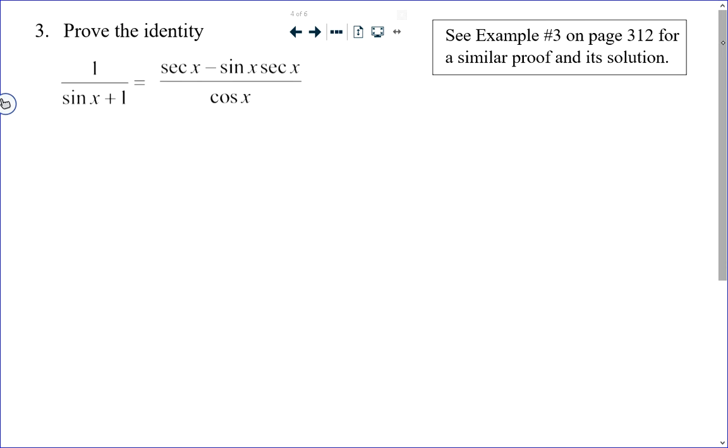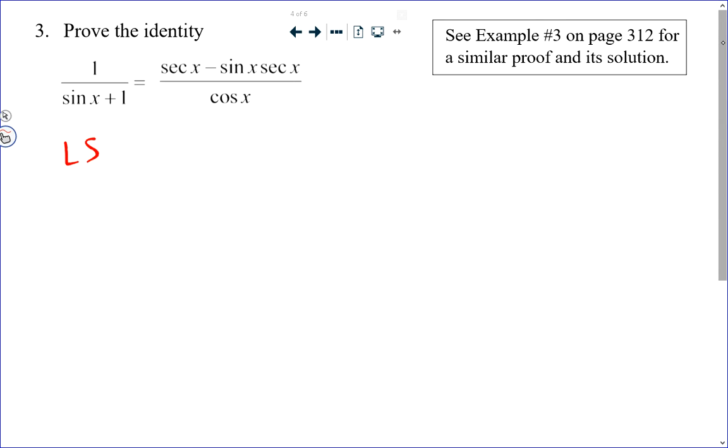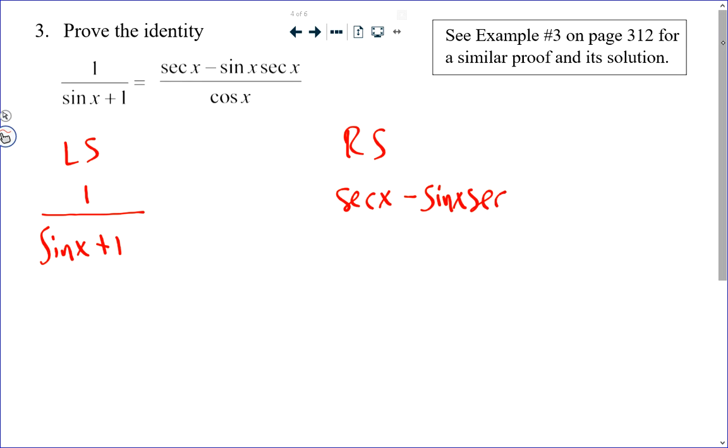All right, let's take a look at example 3. Example 3 is probably the sneakiest of them. On the left-hand side, we have 1 divided by sine of x plus 1. And on the right-hand side, we have secant of x minus sine of x multiplied by secant of x, all over cosine of x.